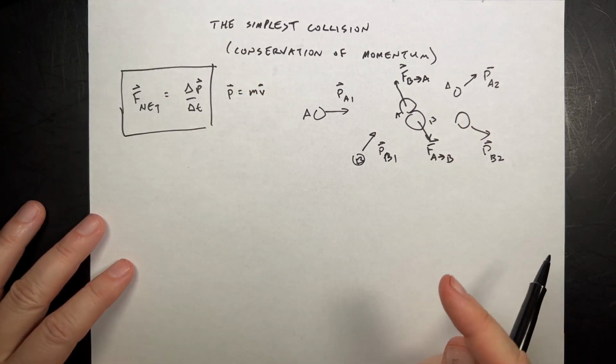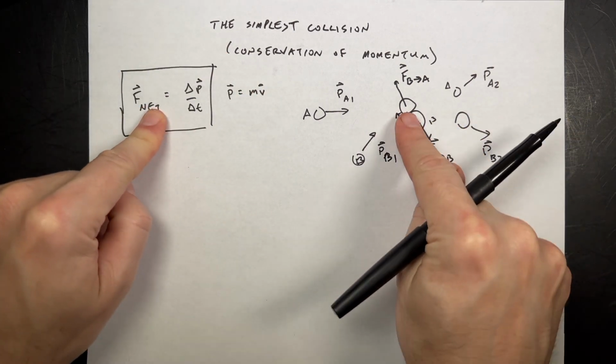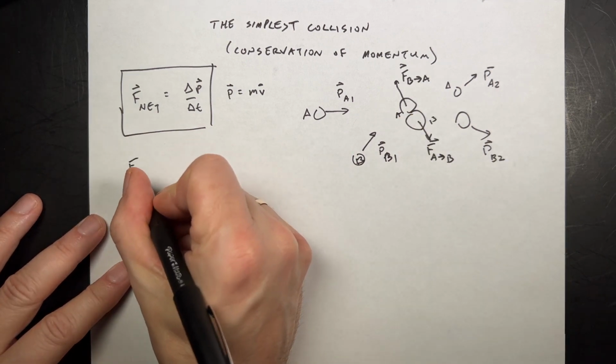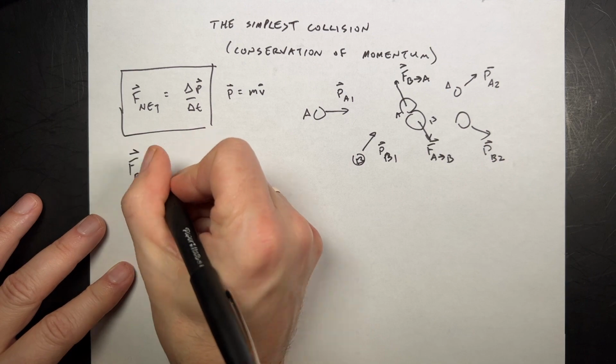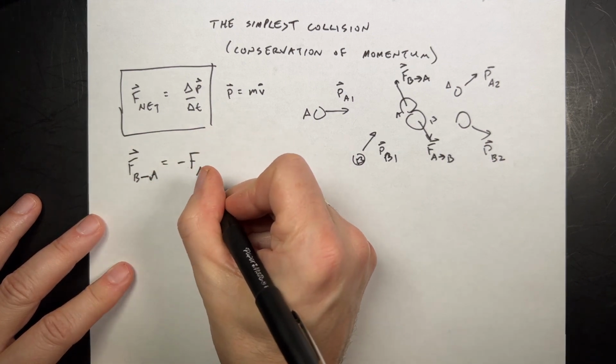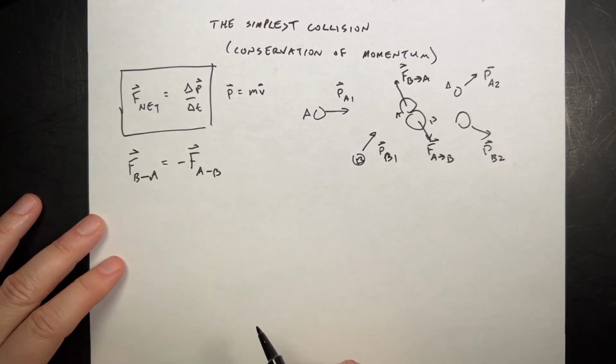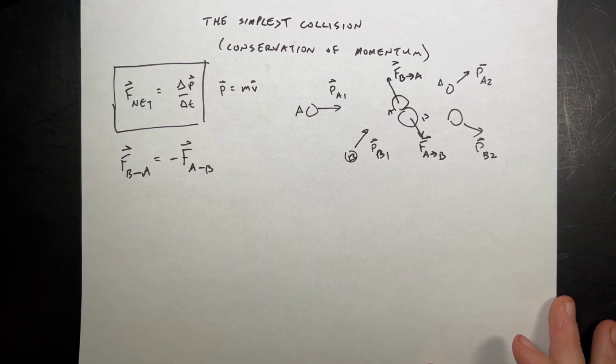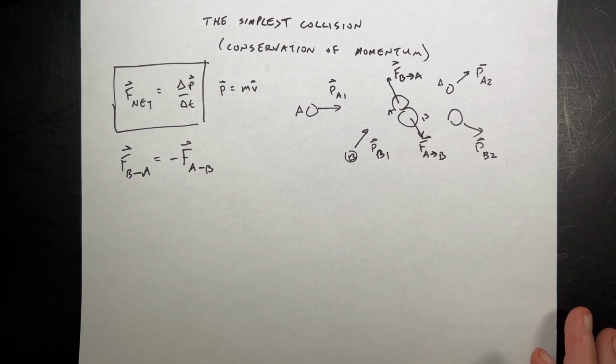But the thing is, we have the momentum principle. We also have this idea that forces come in pairs. So actually, FB on A is equal to negative FA on B. Forces come in pairs. You may call this Newton's third law, and that's fine. Just don't say for every action there is an equal and opposite reaction, because I just don't like that. You can say it, and I'm not even going to hear you, but don't do it. Just don't tell me you said it, okay?